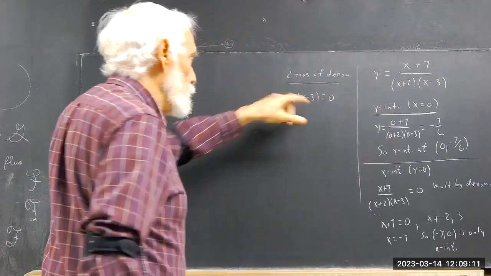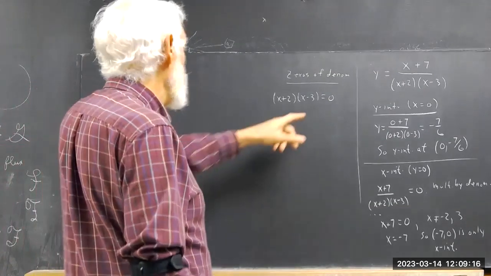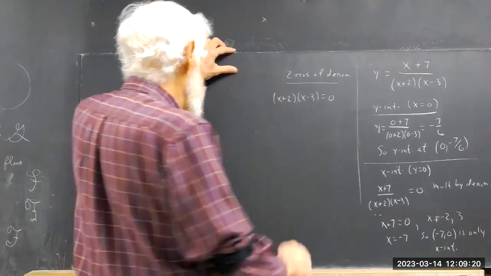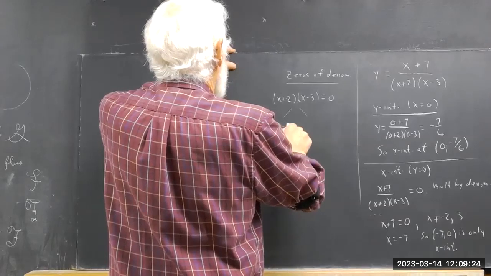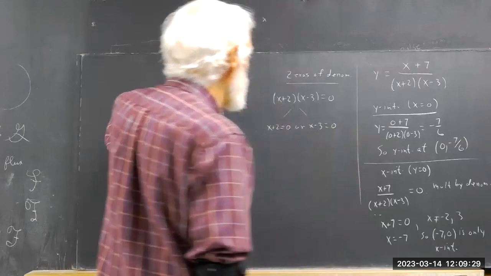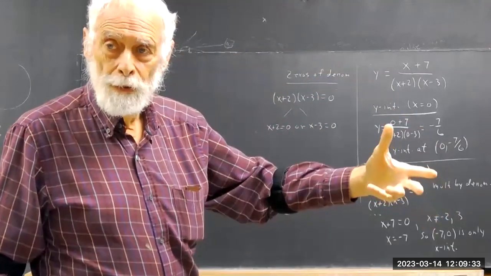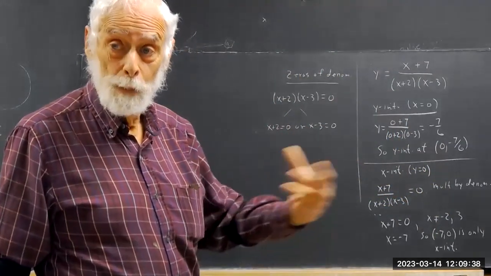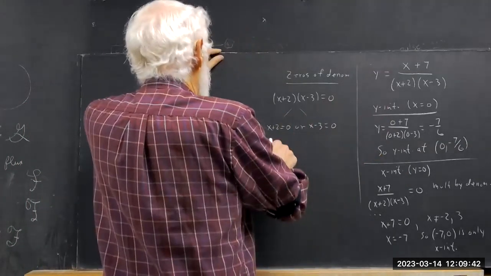x plus 2 times x minus 3 is 0. Are you going to get 0? Well, if x is 3, you're going to get 0. If x is -2, you're going to get 0. This splits into 2 equations, x plus 2 equals 0, or x minus 3 equals 0, because if you multiply 2 or more things together and get 0, one of those things has to be 0. Any one. Could be this one or that one or that one.